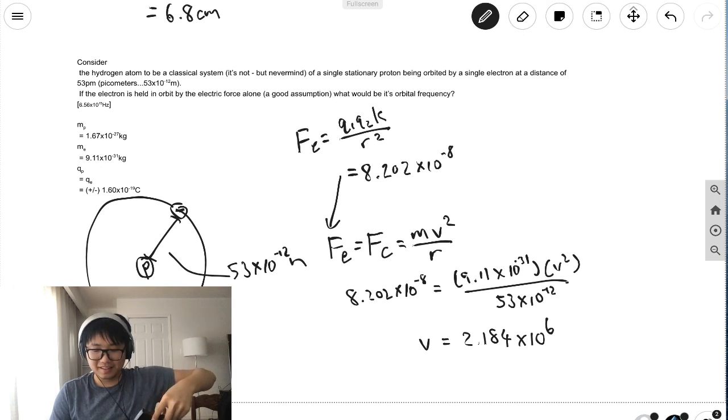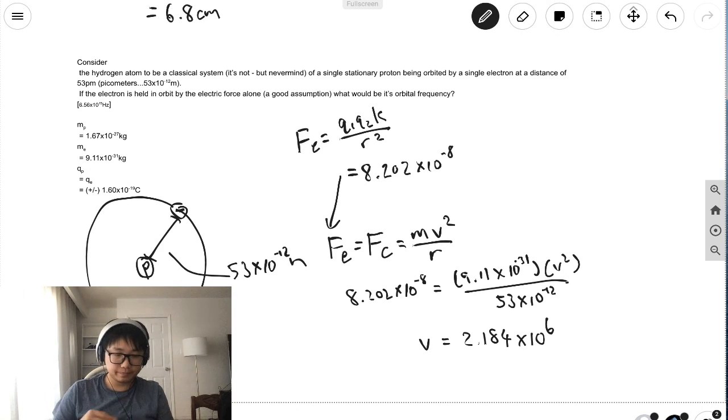Now you're getting a different number every time. Oh, before you square root it: 8.202 e negative 8 times 53 e negative 12. Oh yeah, that's a negative, because that's the mass of the proton. Yeah, the mass of the electron can't be that big.